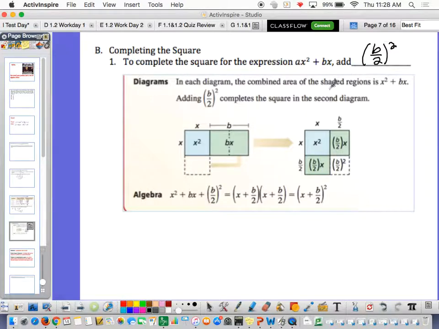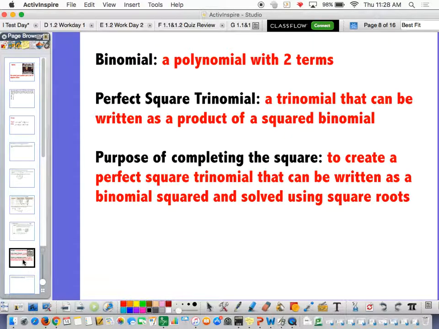And you might have to pause on this slide because I'm not going to spend too much time on it, but you can pause and write down the definitions. A binomial is a polynomial with 2 terms. Okay, so like x plus 2. That's a binomial. Just 2 terms. X squared plus 2x. Binomial.